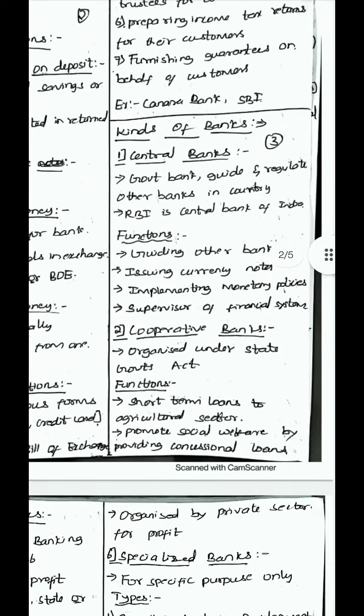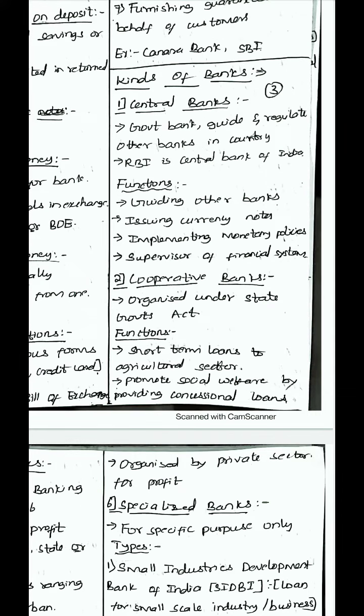The next concept is kinds of banks. So what are the kinds of banks in India? First we have central bank. So central bank is nothing but it is a government bank which guides and regulates other banks in the country. It is the main head of the bank, and RBI is the Central Bank of India. Functions of central banks: guiding other banks, issuing currency notes, implementing monetary policies, and supervisor of the financial system.